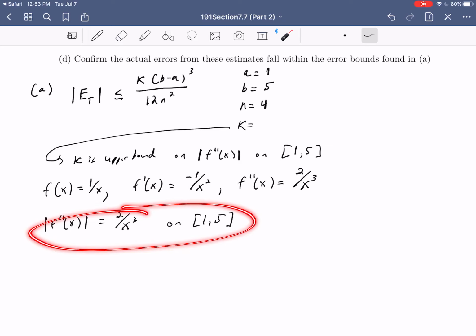Technically, when you want to find a maximum of a function, what you need to do is differentiate again, set that equal to 0, find the critical values, and then plug in those critical values and figure out what the maximum is.